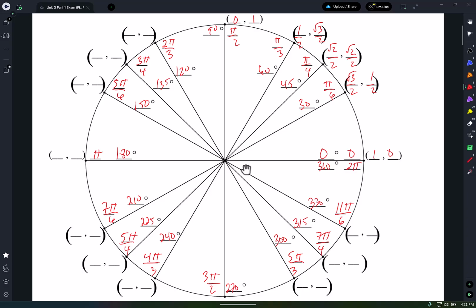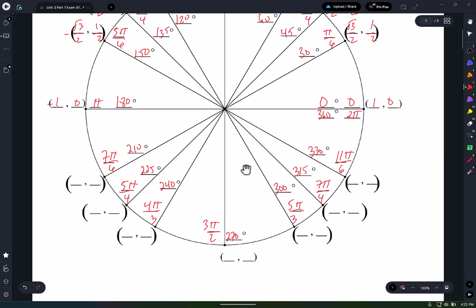And then in quadrant 2, what's negative? The x's. Negative square root of 3 over 2, comma 1/2, negative square root of 2 over 2, square root of 2 over 2, and negative 1/2, square root of 3 over 2, and then negative 1, 0. And then in quadrant 3, both are negative. Negative square root of 3 over 2, negative 1/2, negative square root of 2 over 2, negative square root of 2 over 2, negative 1/2, negative square root of 3 over 2, and then 0, negative 1.